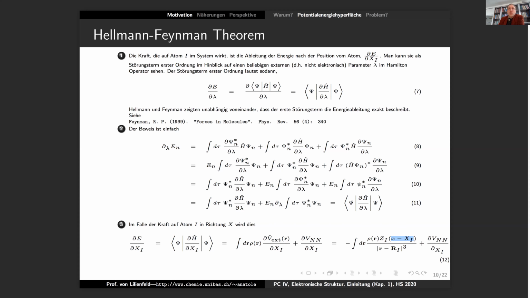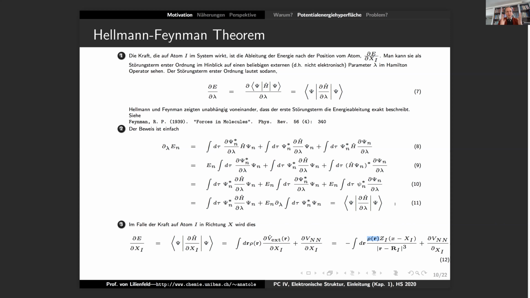And your two wave functions here, they collapse to the electron density. So you have to multiply the electron density with the external potential part, which was the Zi. And then if you differentiate the 1 over the distance with respect to capital Xi, you will get this x distance over the full distance cubed. And then, of course, there's also similarly the derivative of the classical nuclear potential, right? And that's the force on your atom, right? And you see that all you need is the electron density. If you have the electron density, it will spit out the right force.